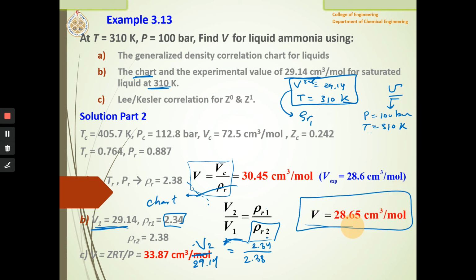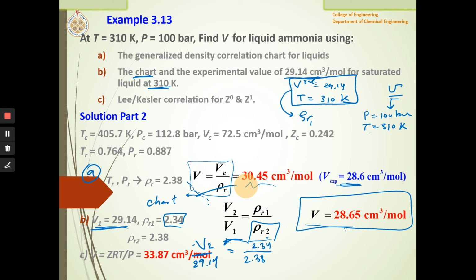28.65. Now, comparing part A with part B, my value here in part B is closer to the experimental value compared to part A, simply because I have one extra piece of data or experimental value that helped me to get a more accurate result. Okay, so that's regarding part B.